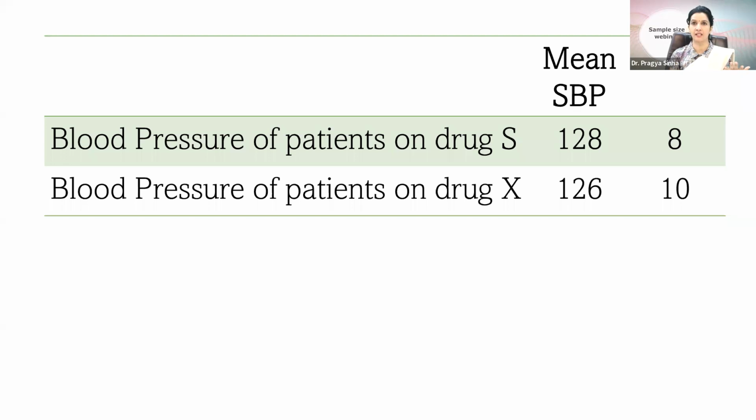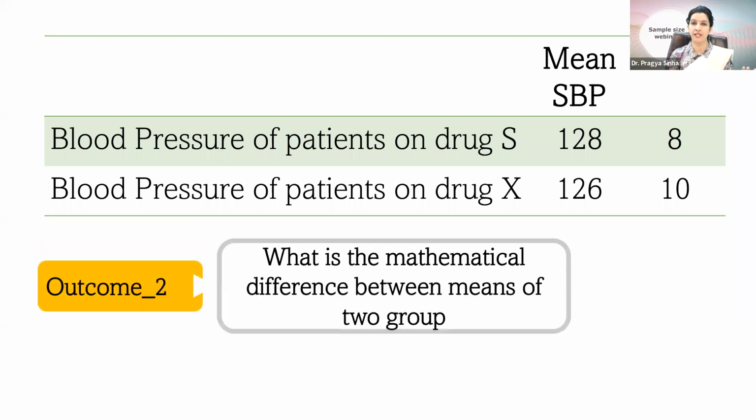Now let's see this. In this case, what are you seeing? That the new drug is lowering the blood pressure only by 2 millimeter. The existing one, the mean BP was 128, whereas the new drug, which is X, is lowering the blood pressure by 2 millimeter of mercury. So if we focus on the mathematical difference between the means of the two groups, it is only 2 millimeter.